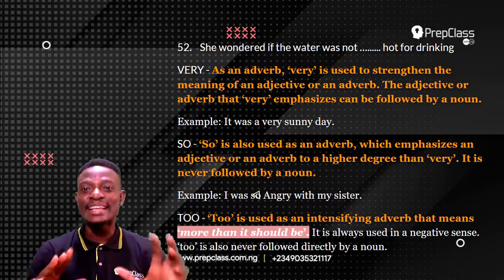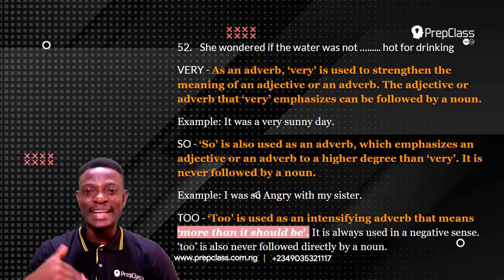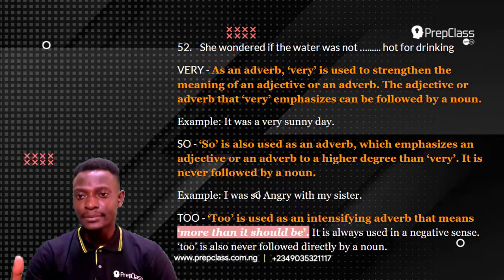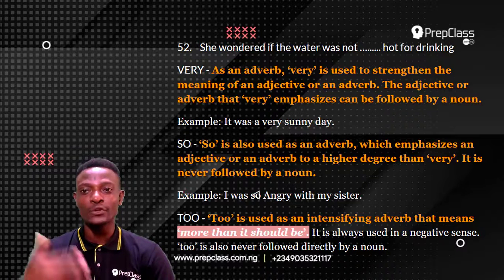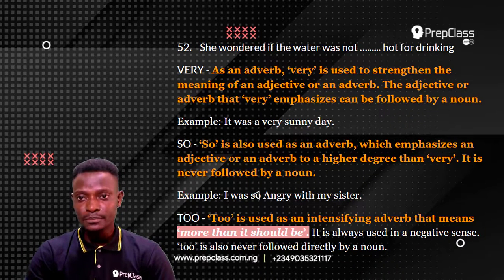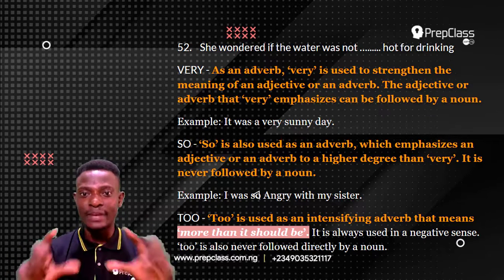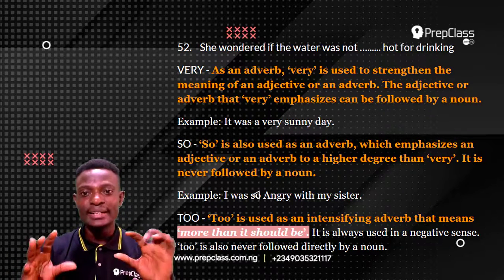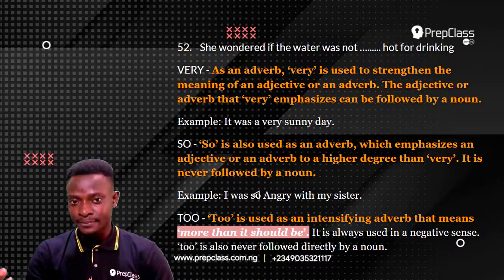Now, very as an adverb, very is used to strengthen the meaning of an adjective or an adverb. The adjective or adverb that very emphasizes can be followed by a noun. Example, it was a very sunny day. Now we have very modifying the adjective sunny, and sunny is followed by a noun, day.